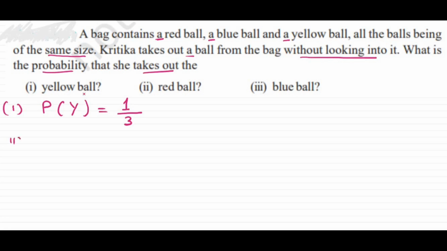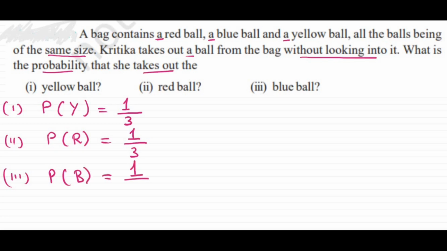The second one: what is the probability that when Kritika picks up a ball randomly from the bag, she gets a red ball? Similarly, there is exactly 1 red ball out of the 3 balls in the bag. So the probability of getting a red ball is 1 out of 3. And in the third case, what is the probability of getting a blue ball? Similarly, blue is also 1 colored ball out of the 3 colored balls. These are the elementary events of probability of happening of an event.